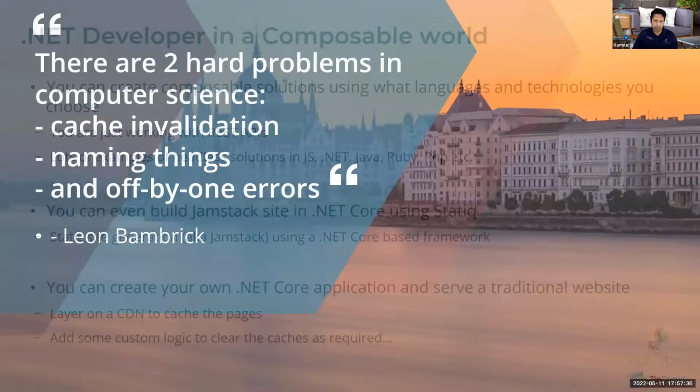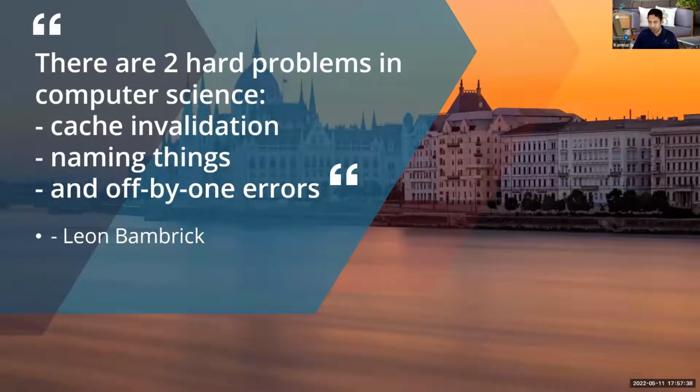And then, of course, we know that when it comes to clearing caches, that's probably one of the hardest things in computer science, right? Of course, in the Sitecore world, it's picking icons.